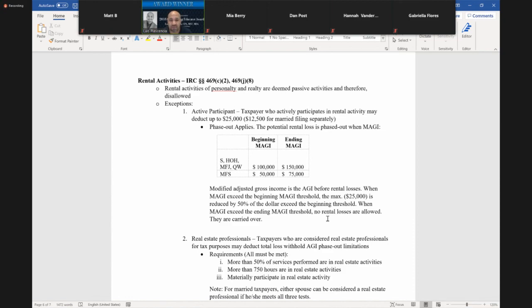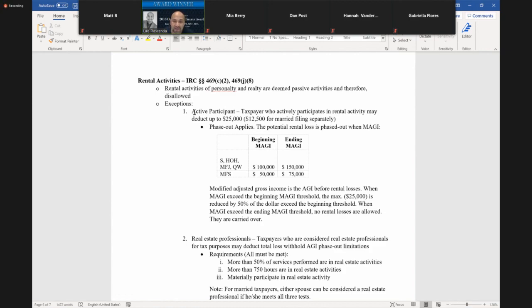Rental activities of real estate are passive. You cannot deduct passive losses. That's the part that these individuals who do these seminars forget to tell you about. But they do tell you to consult your tax advisor. We're not giving tax advice. Here, I'm just giving you the tax law. Rental losses or rental activities are passive. You can't take that deduction, except when you can.